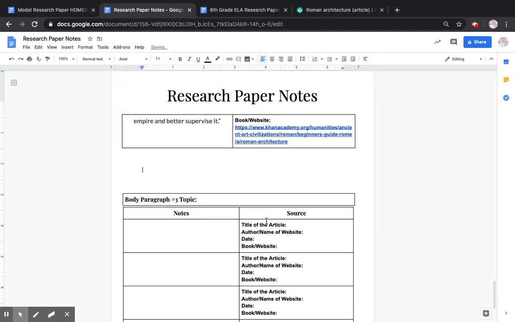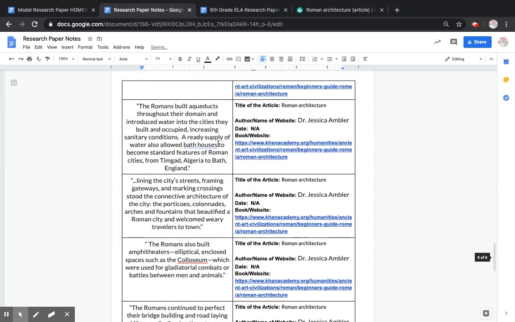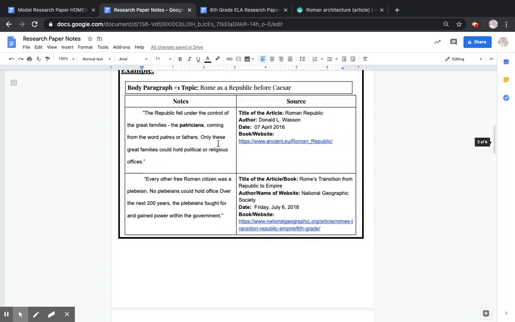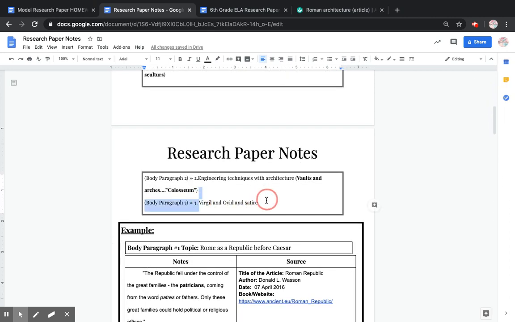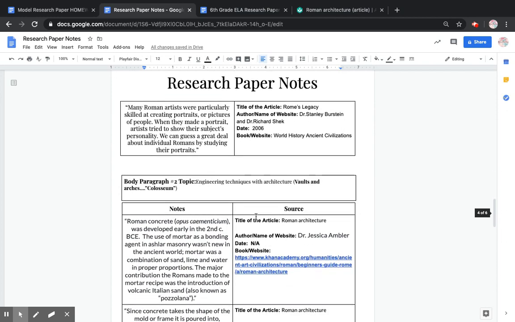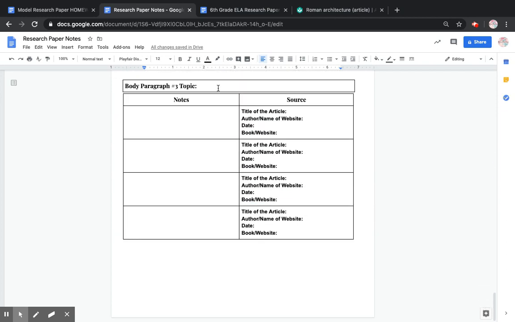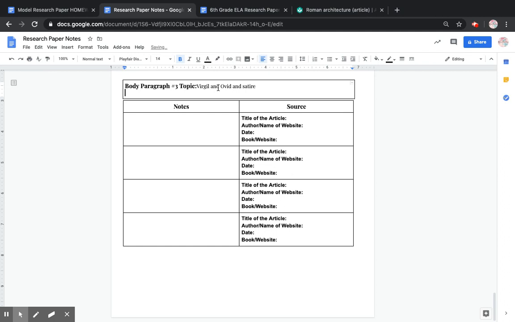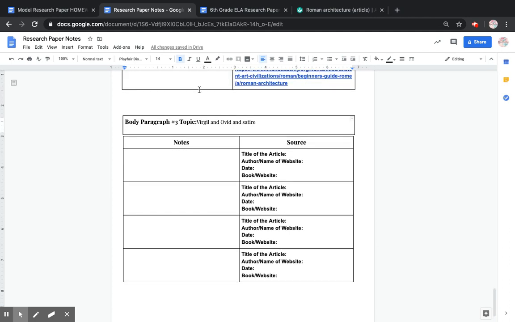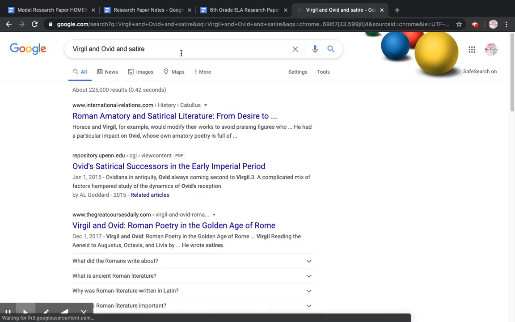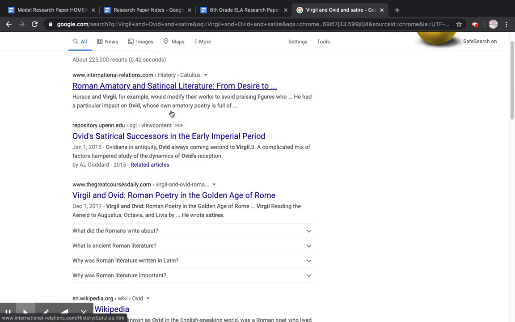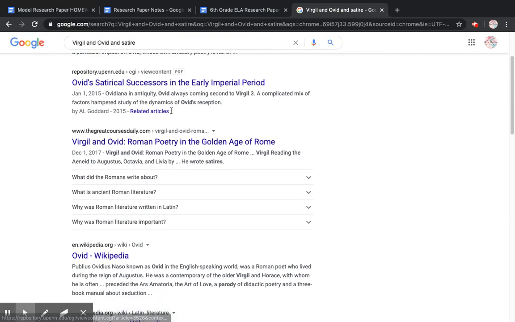So let's go ahead into body paragraph 3. We're going to scroll back up to the top here, and we're going to have our third one, which was Virgil, Ovid, and satire. So we're going to put that in our topic. And this is the last part of my planning, because with planning, we really only need notes on our body paragraphs, and we need to know what topics we're going to cover in our body paragraphs. So I'm going to post that in there, and let's see if we can find something.